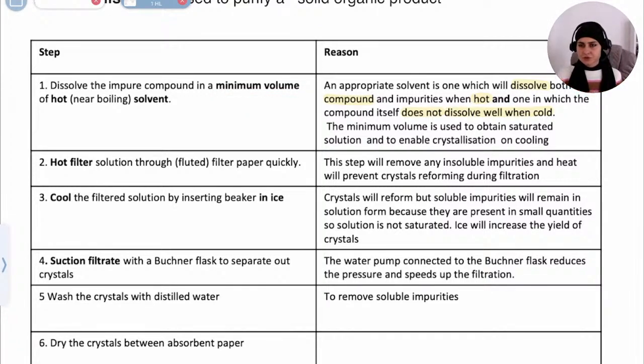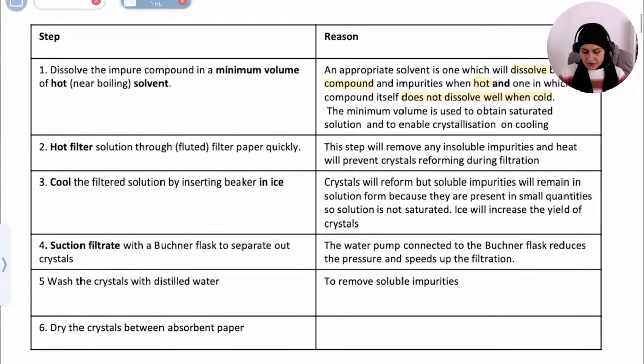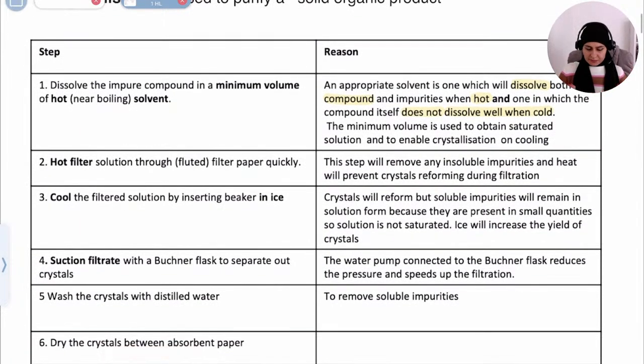It's much easier to do when you don't have much of the solvent. And another thing is that if it doesn't dissolve well in the cold solvent, the crystals are much easier to form and you don't lose much of the product. Then we would use suction filtration with a Buchner funnel to remove the crystals, wash the crystals with a tiny amount of distilled water to remove soluble impurities, and then just dry. Okay, so just to recap.